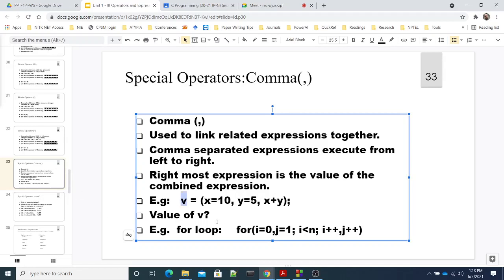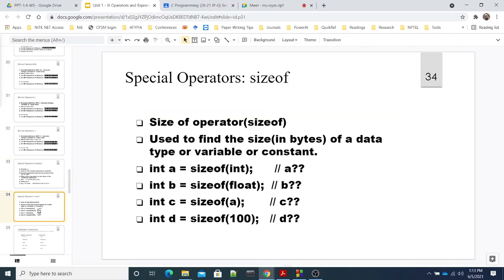Loop we will learn later. Anyway, I am applying a comma here, then a semicolon here. Here also I am applying a comma, just to show the application of the comma operator.